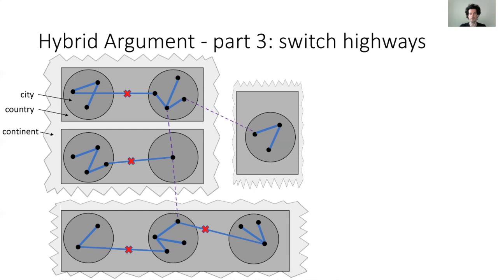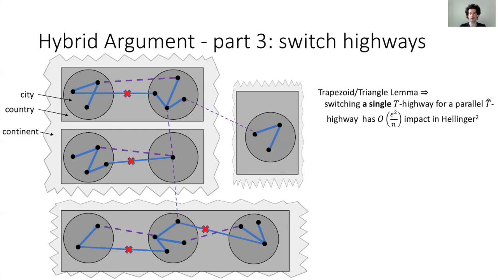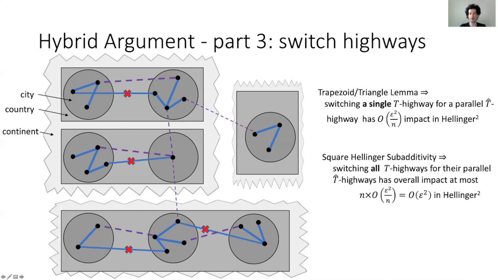Naturally, the next step of our hybrid argument is to switch all T highways for their parallel T-hat highways. The impact of a single such switch is epsilon squared over n by the trapezoid or the triangle lemma. And again, square-Hellinger subadditivity implies that the impact of switching all of the T highways for all of the corresponding T-hat highways is at most epsilon squared in Hellinger squared.